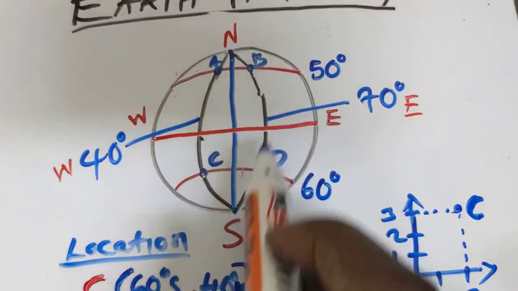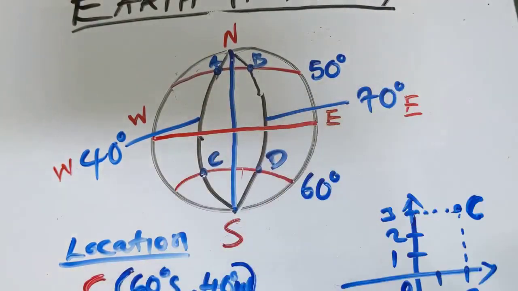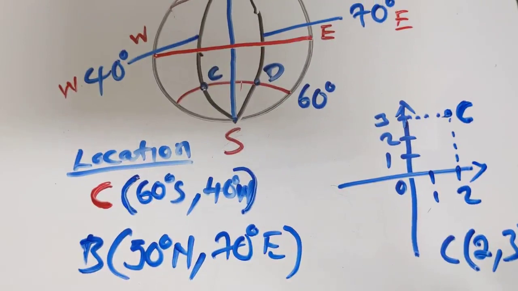How about the longitude? The longitude is 70 degrees east. So that is how you find the location. As simple as that. That is how you find the location of places.